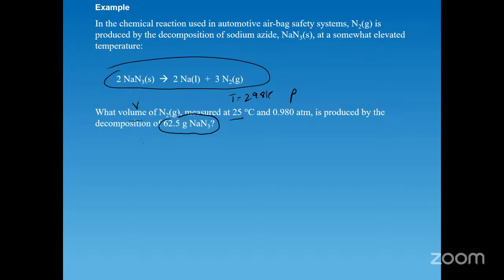So the first thing I would do is start off with the 62.5 grams of the sodium azide. And I will convert that to moles, right? So I'm going to put 1 mole of NaN3 here, and I would have to calculate the molar mass of the sodium azide. The sodium is 22.99 plus 3 times nitrogen, which is 14.01. And according to my calculation, this works out to be equal to 65.02 grams of sodium azide.